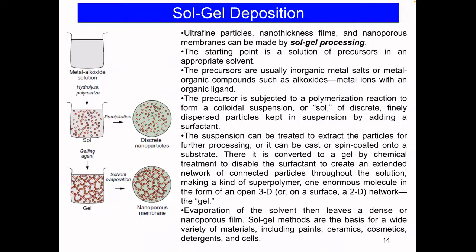Evaporation of the solvent then leaves a dense or nanoporous film. Sol-gel methods are the basis for a wide variety of materials, including paints, ceramics, cosmetics, detergents, and cells. In sol-gel, you have three steps basically.